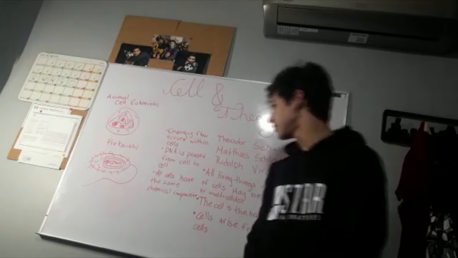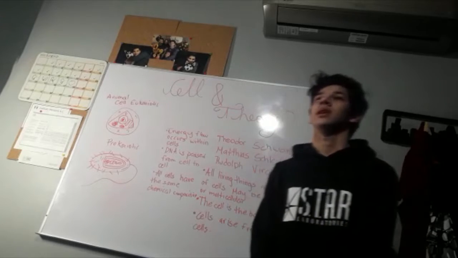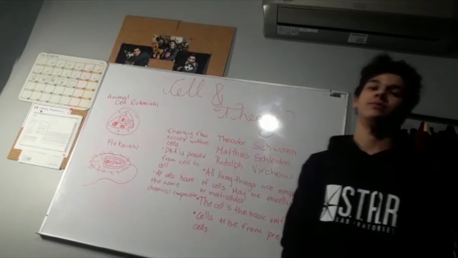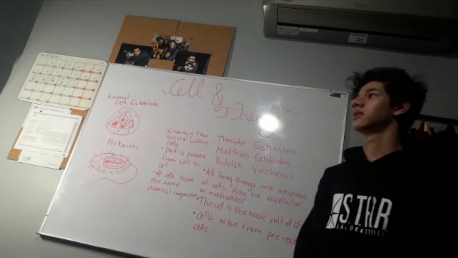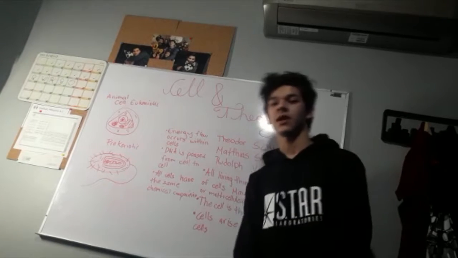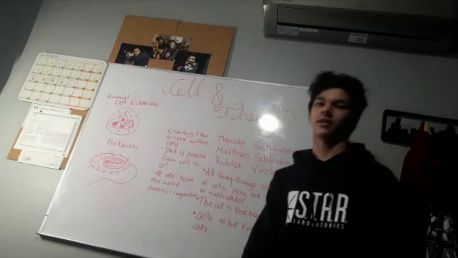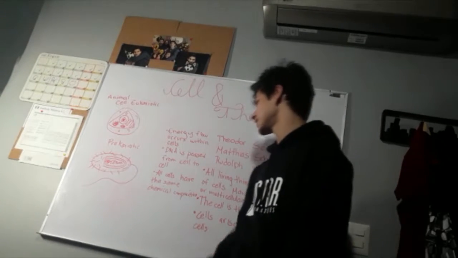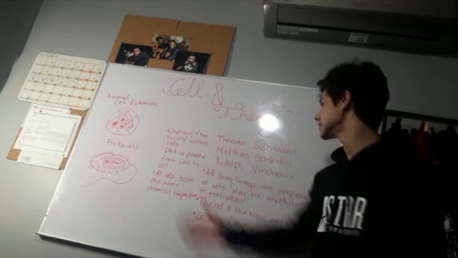Now, DNA is passed from cell to cell. What do you mean? This is like heredity. The DNA that comes from your parents is passed from cell to cell, not from the organs, not from the arm, but from cell to cell. Now, all cells have the same chemical composition. It doesn't matter if it's eukaryotic or prokaryotic, they have the same chemical composition. This is the cell theory.